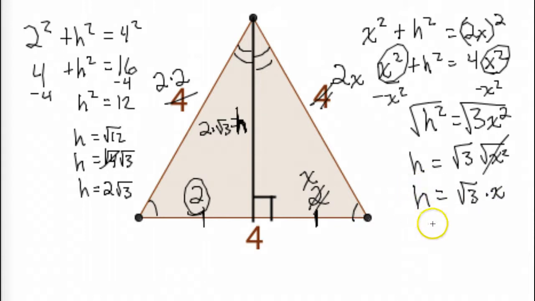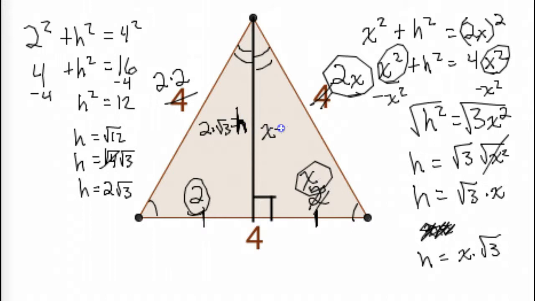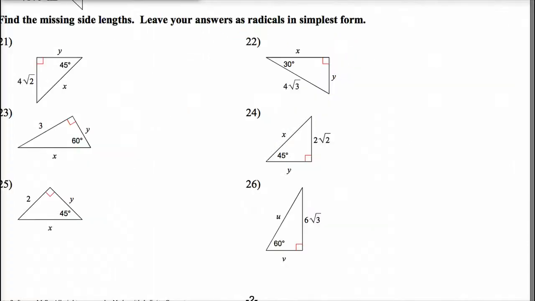What is this really doing for me? That's saying h equals x times the square root of 3. So if this were x, then this is double, and this is x square root of 3. That's cool. So 2 root 3, 2 times 2, x root 3, and 2 times x. Cool pattern there. So let's use that pattern.